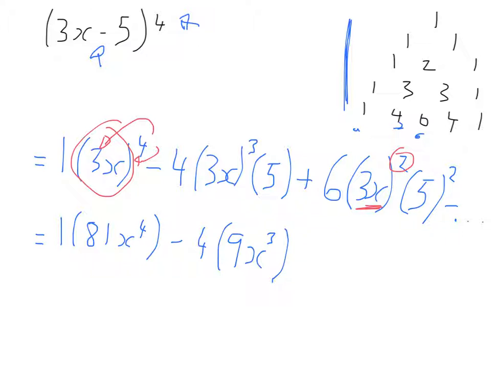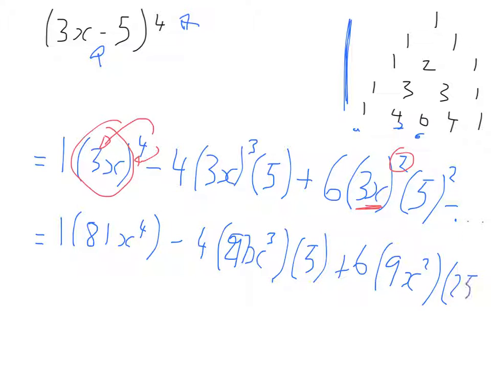Sorry, be good if I knew my maths better, wouldn't it? 3 to the power of 3 is 27, of course. So I'll just put 27 in there. And then we've got our 5 there as well. Plus 6, 3 to the power of 2 is 9, x to the power of 2 is x squared, and then we've got 5 squared, which is 25. Dot, dot, dot.